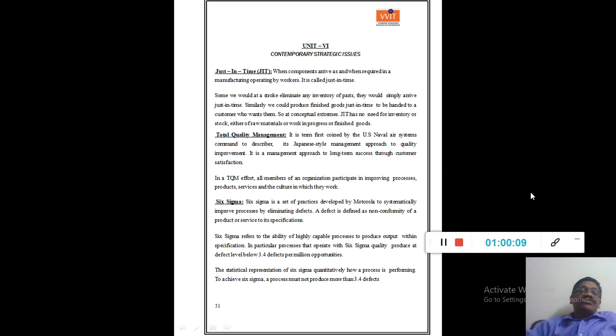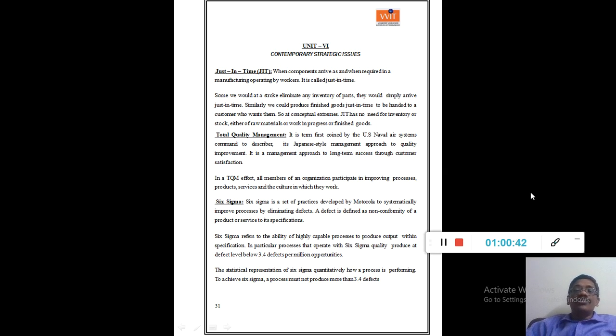So the very first one is just in time. When the components arrive as and when required in a manufacturing organization, it is called just in time. Here we'll eliminate any inventory of parts, zero inventory, and the components whenever we require them will just arrive in time.